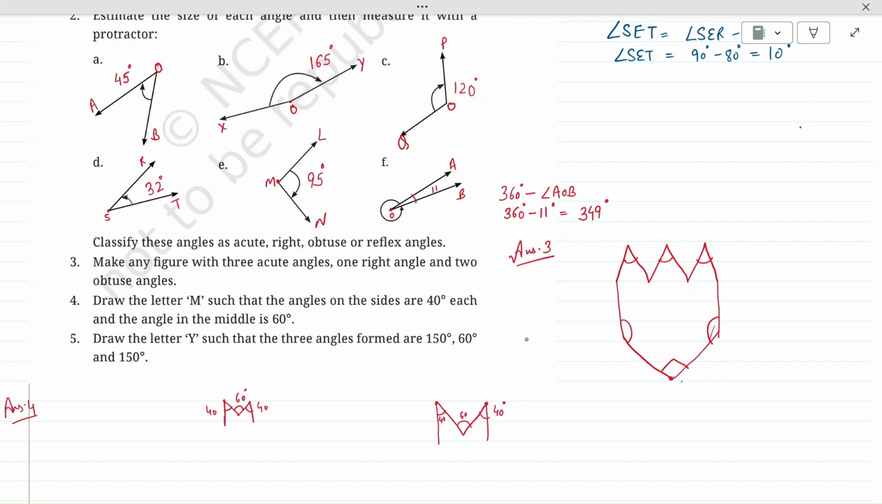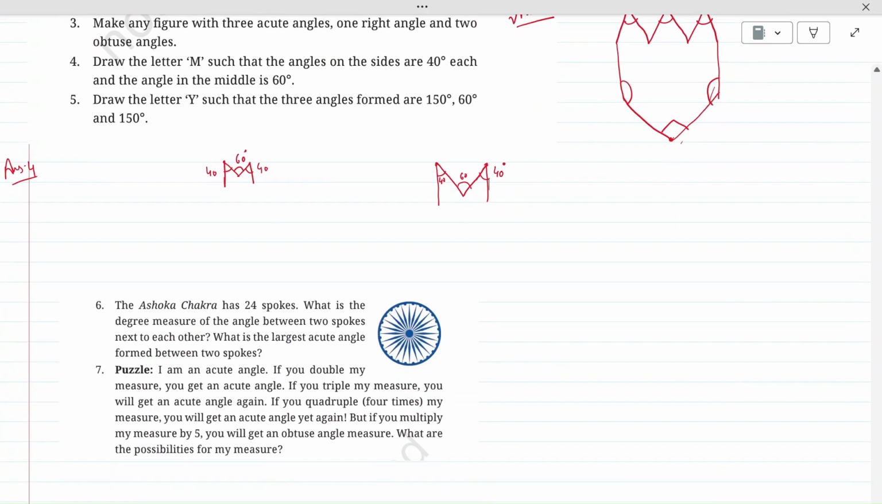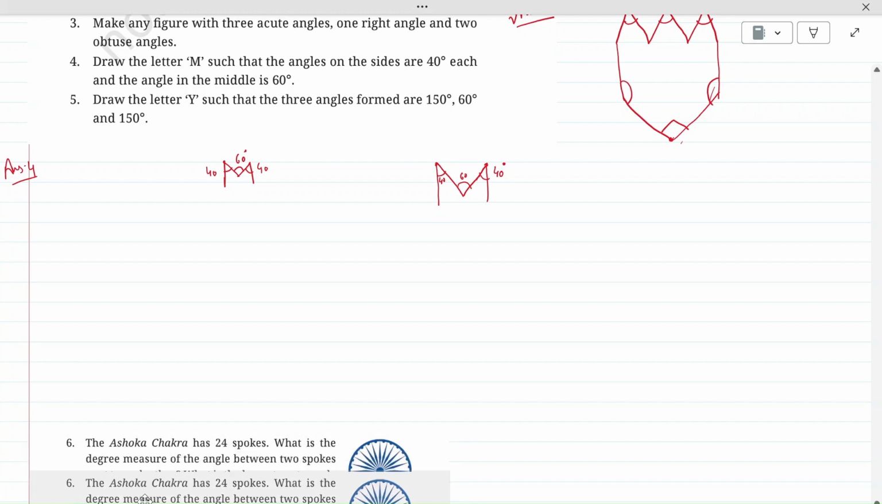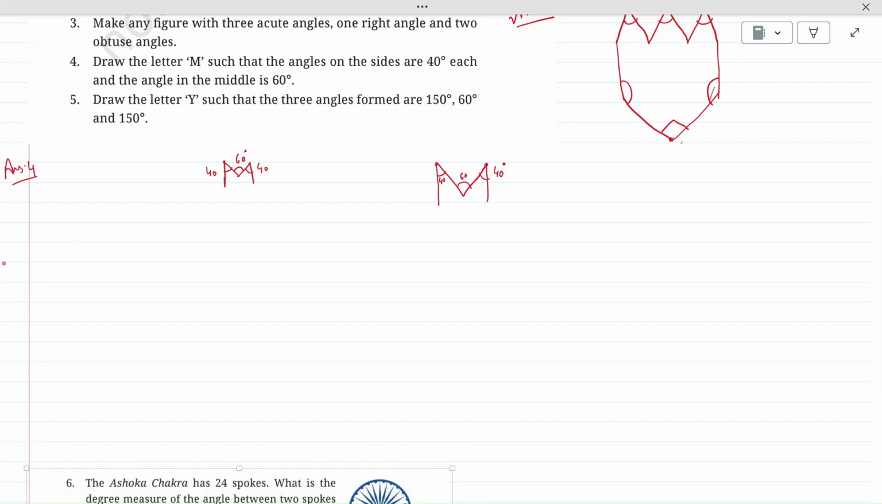All right, next, I'll just move it a little down. Okay, yeah, answer number 5. What we have to do is draw a letter Y such that the 3 angles are 150, 60 and 150. See kids, this cannot be 150. This is 60, this is 150 and this is also 150.